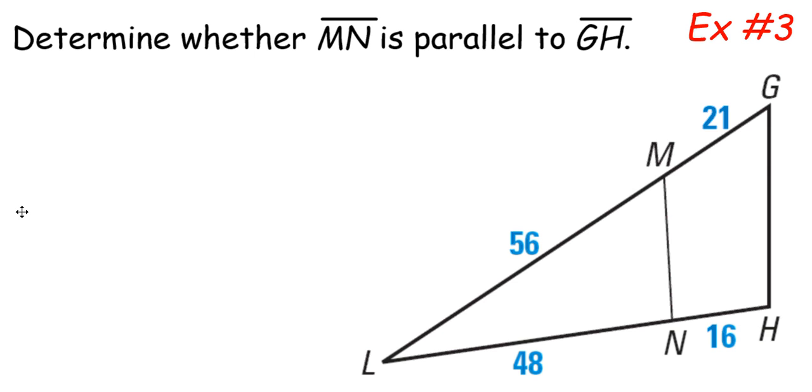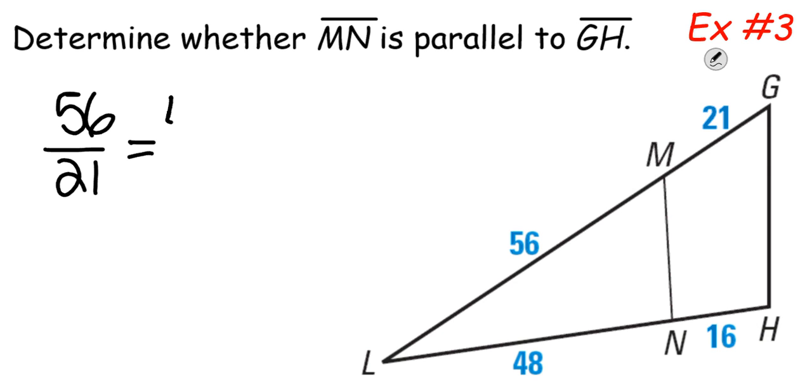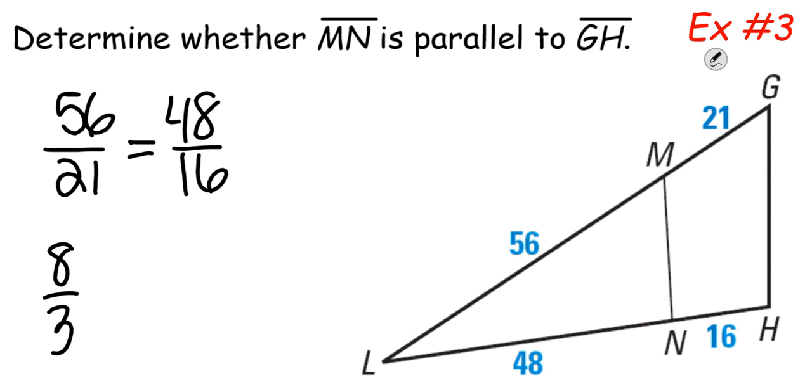Determine whether MN is parallel to GH. So we want to check the proportionality. It doesn't matter what number you start with. 56 to 21. We want to check, does that equal 48 to 16? So reduce these if you can. 56 divided by 21 does reduce to 8 over 3, because we can divide a 7 out of the top and the bottom.